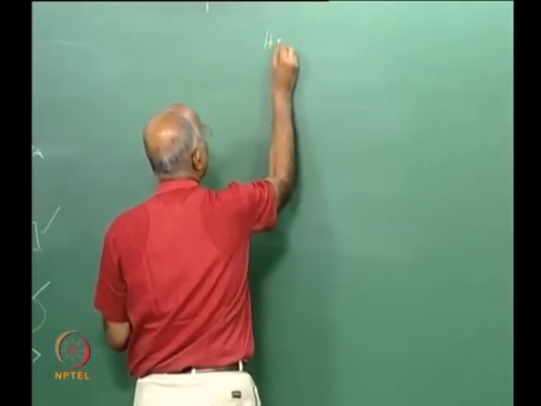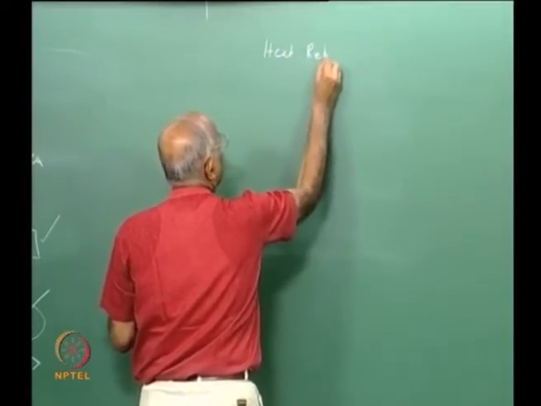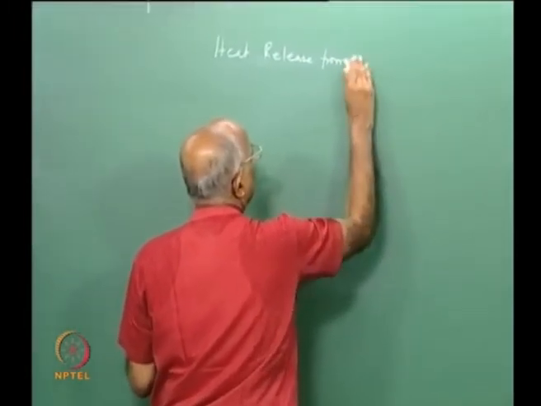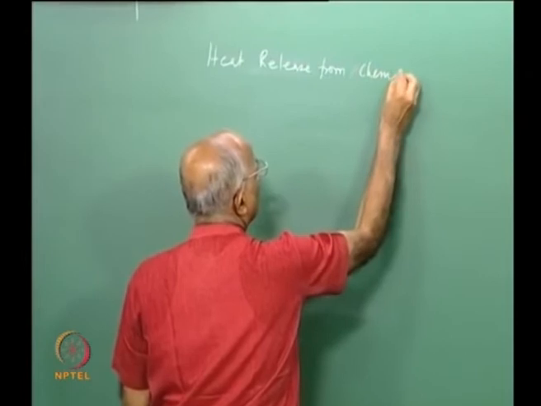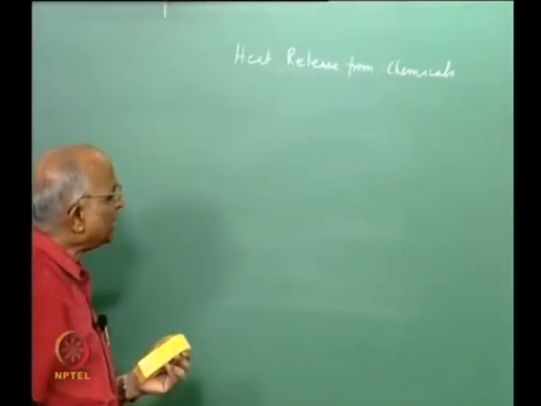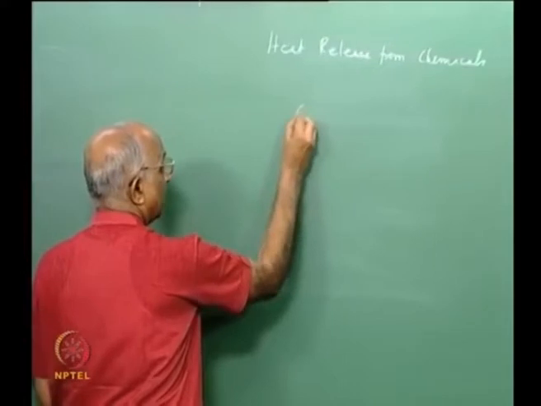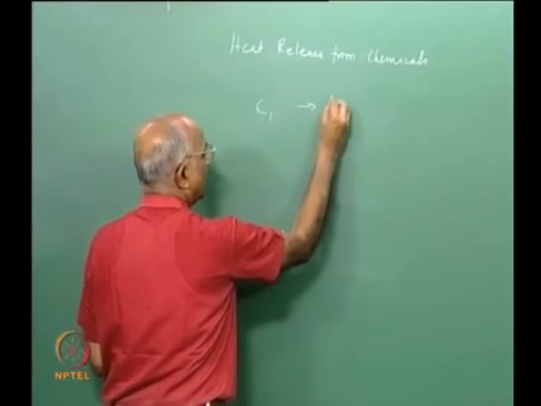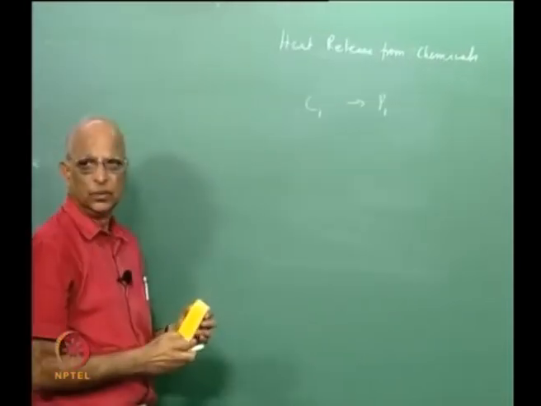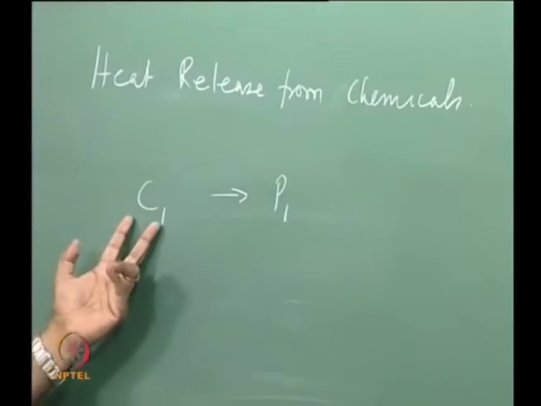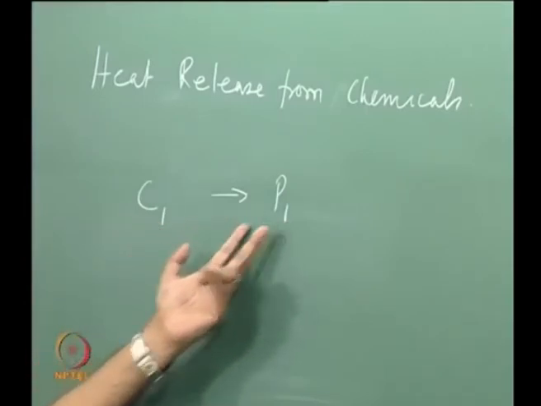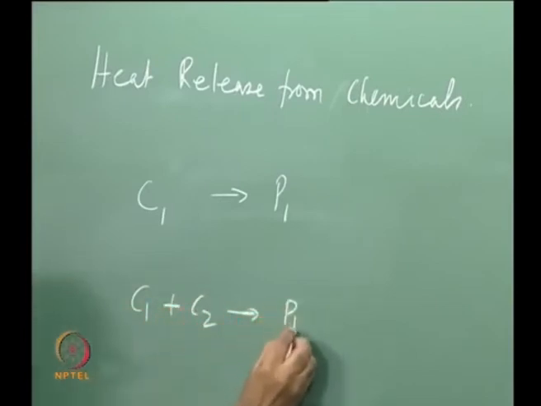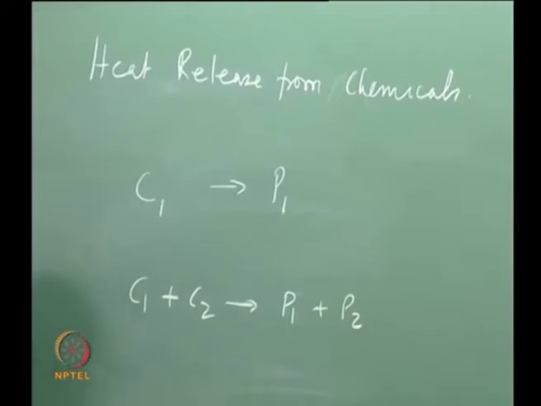The last point which I am doing is heat release from chemicals. Let us have a chemical, we will call it chemical C1. This chemical gets converted to gaseous products, let us say P1. Maybe this chemical by itself reacts within itself and gives P1, or else I have maybe C1 plus C2 reacting to give me P1, product 1, and product 2.